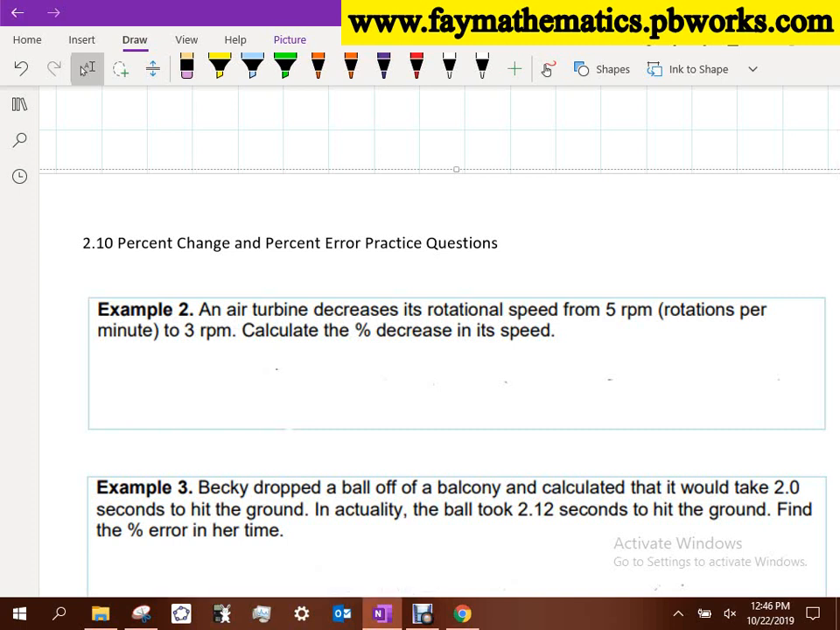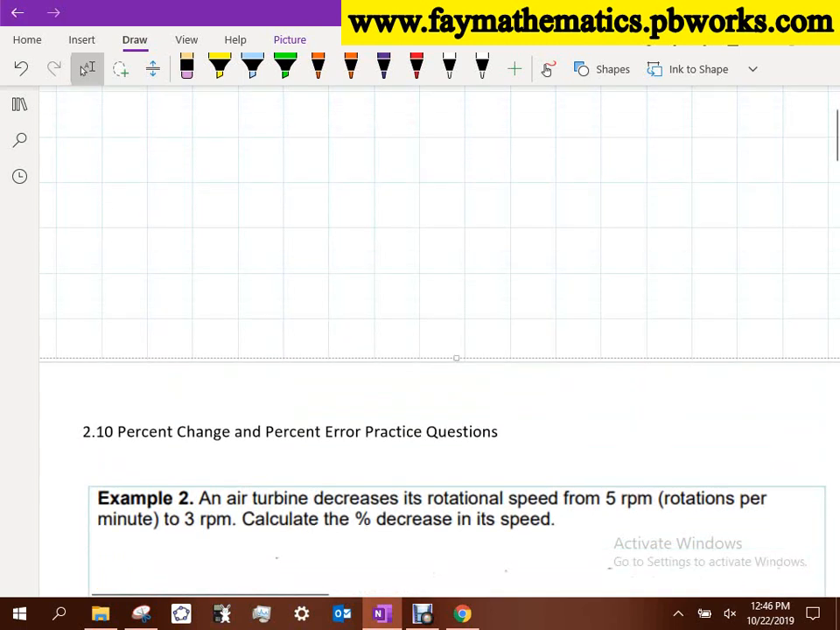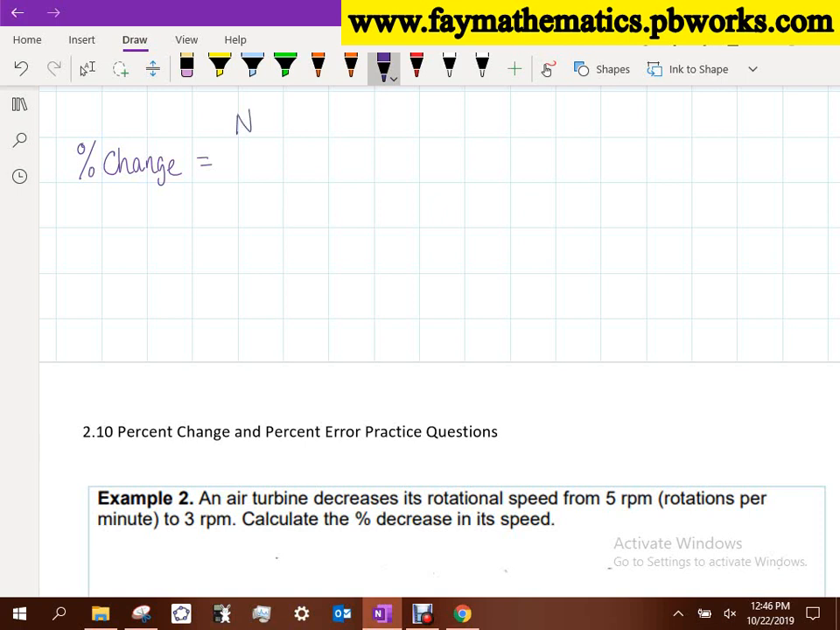are pretty similar. When we did percent change, if you remember, the process was percent change is equal to your new value minus your original divided by your original, and we multiplied that by 100% to turn it into a percent.